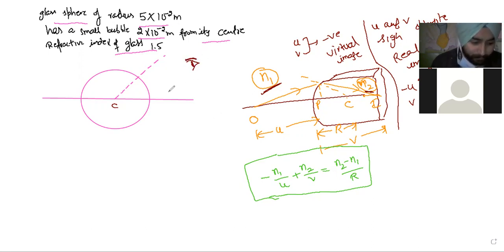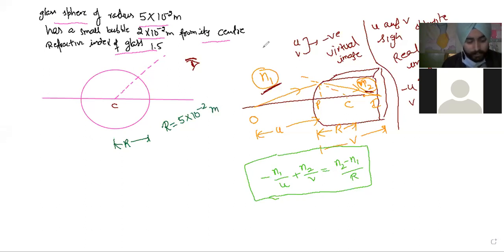As we are observing from this side, it is written that the bubble is 2 into 10 to the minus 2 meter away from its center. The refractive index of this glass is given, and that is 1.5. So what we have to do here, what is this R? This distance from here to the pole is the radius of curvature, and this R is equal to 5 into 10 raised to the power minus 2 meter.